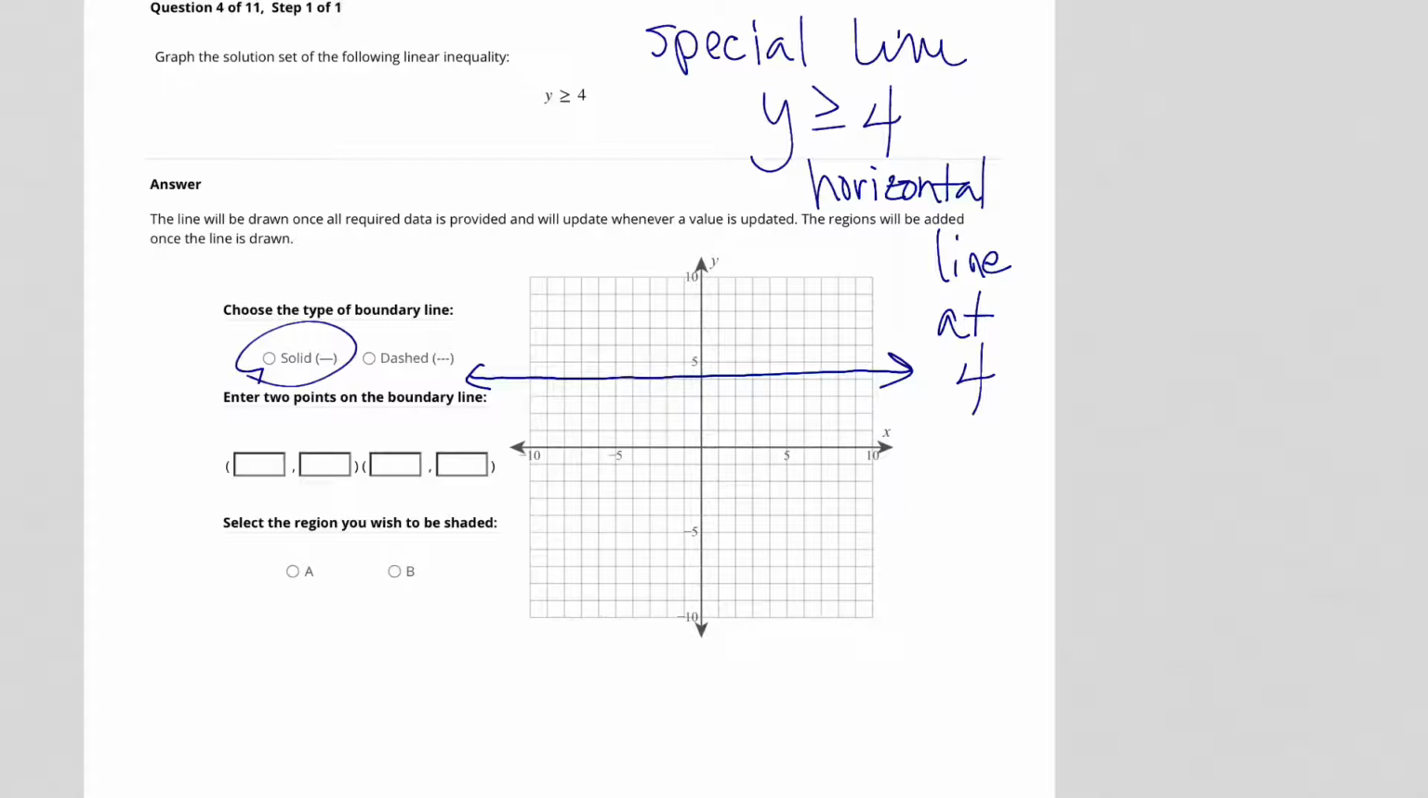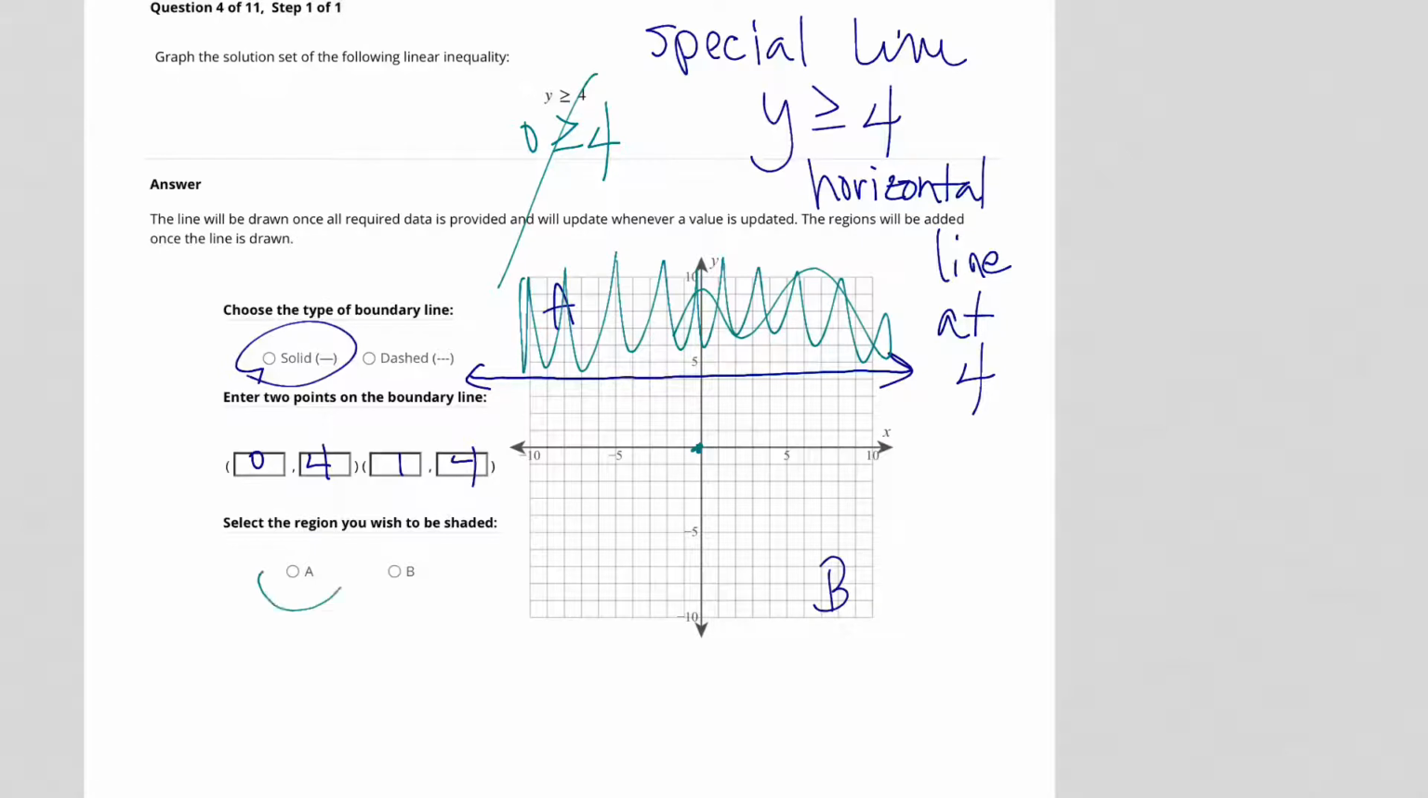When you talk about points that you draw, it doesn't matter what your x-coordinate is. So it could be 0, 4, 1, 4. I'm going to put A above, B below. I can test 0, 0 still. Is 0 greater than or equal to 4? The answer is no. So I will shade above, which is region A.